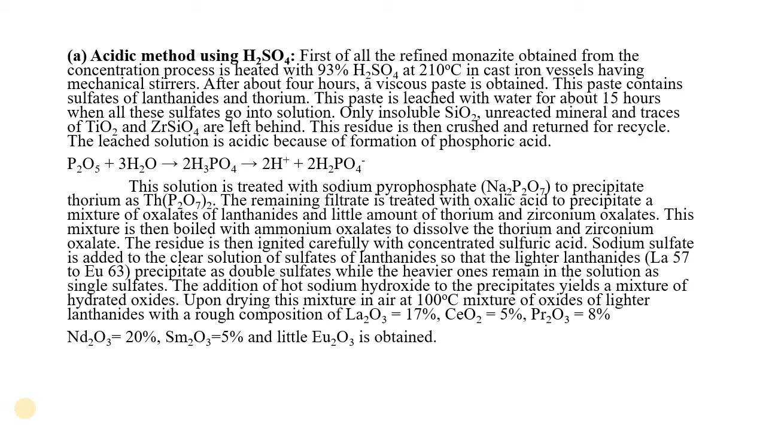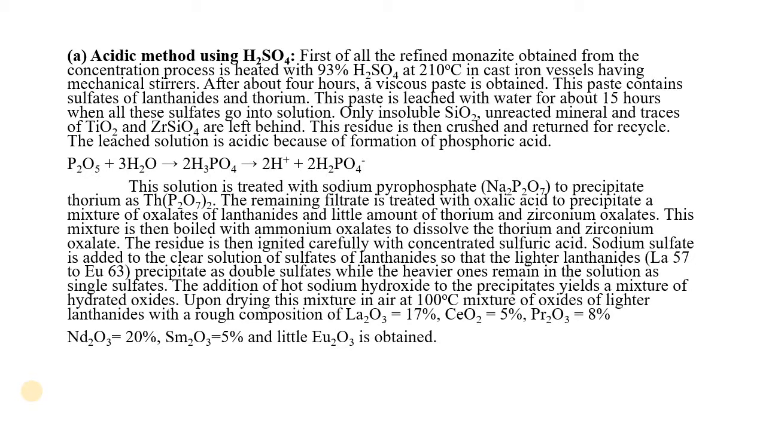The leach solution is acidic in nature. Why is it acidic? Due to the formation of phosphoric acid as shown in the chemical equation. P2O5 plus 3H2O forms phosphoric acid, which ionizes as shown here, into 2H+ and 2H2PO4-. This solution is treated with sodium pyrophosphate. Why treated with sodium pyrophosphate? To precipitate the thorium as thorium pyrophosphate. Now, this thorium pyrophosphate is separated as a residue.